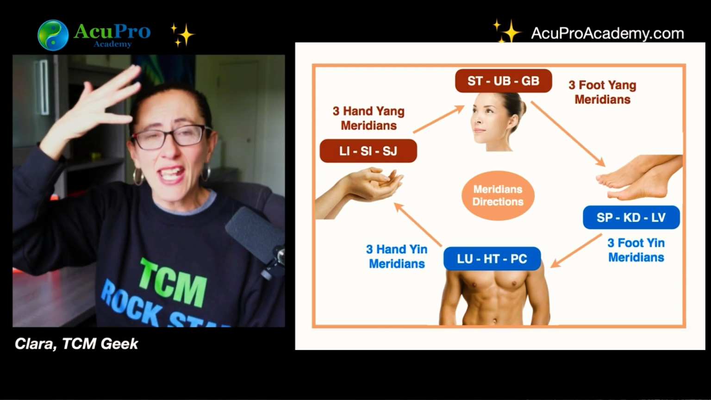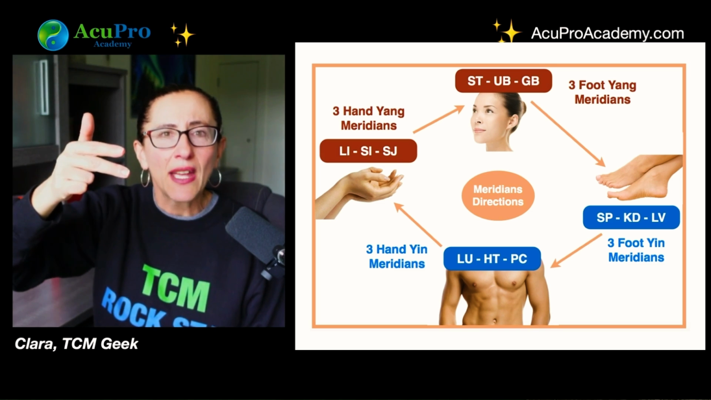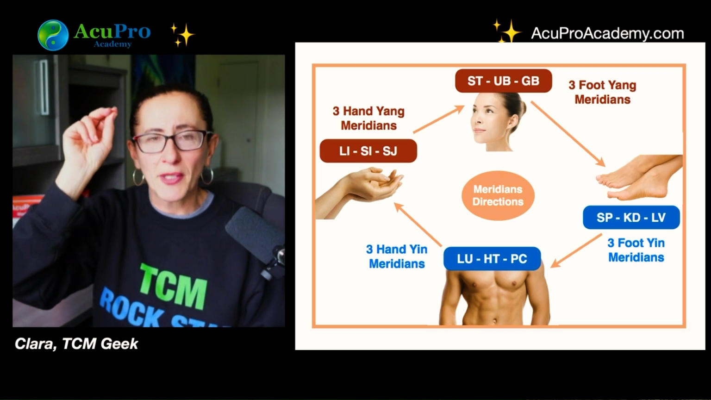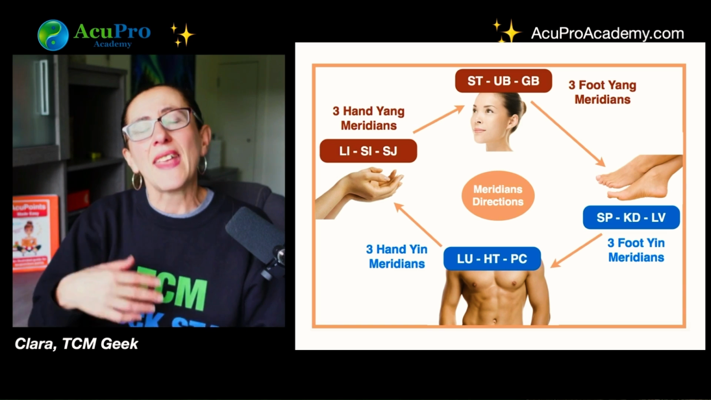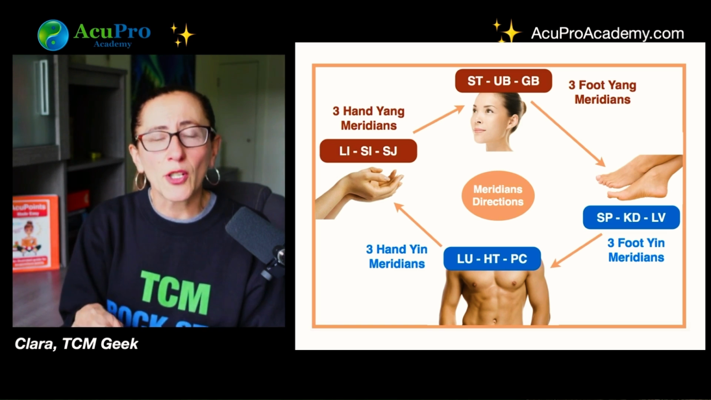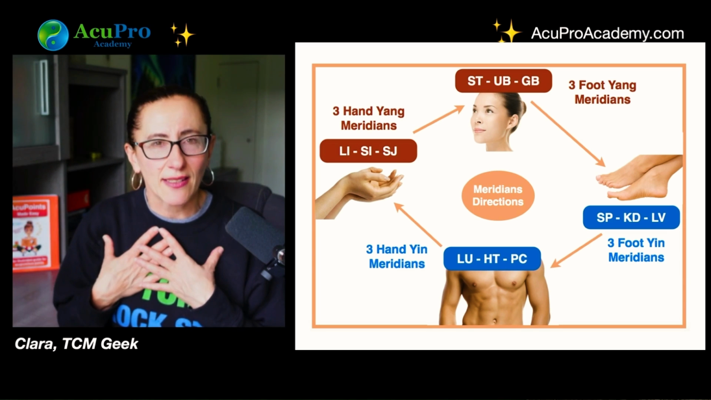Remember, only yang meridian goes to the head. Then at the head, we have the stomach, which is a yang meridian, the gallbladder, and the bladder, and it goes all the way down to the foot. Those 3 yang meridian go from the head to the foot. And then the 3 yin foot meridian start at the foot, the spleen, the liver, and the kidney, and they finish at the chest. Yes?